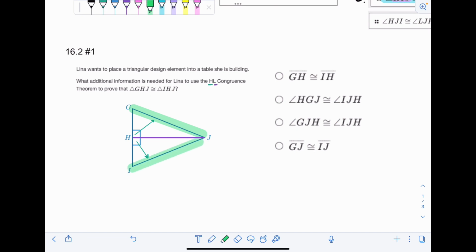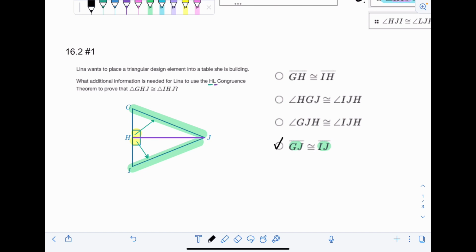So for the hypotenuse leg, or HL, congruence theorem, we of course need the right angle, and then we need a leg that is congruent and corresponding. So we have that with the HJ. So the only thing that I'm missing is the hypotenuse. So that's the thing that we need to pick, the one that represents that the hypotenuse is congruent to the other one. So on mine, that's the fourth option. So GJ, that was the hypotenuse on the top triangle, is congruent to IJ, that's the hypotenuse on the lower triangle.